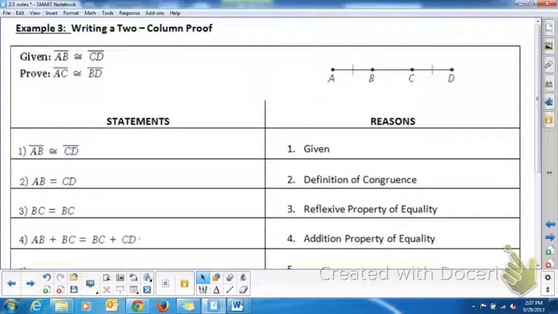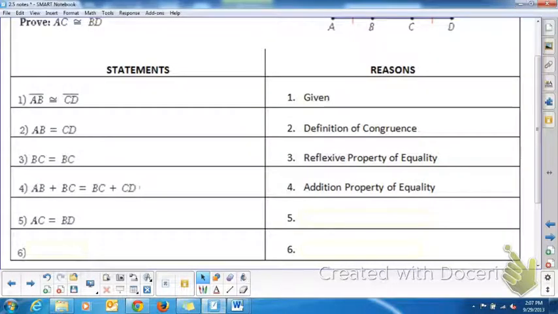So you see what we did there? In step 2, we had that AB was equal to CD. Step 3, we said BC was equal to itself. So step 4, we added BC to both sides of this equation using the addition property of equality. The next step, when you put two segments together to get a bigger segment.